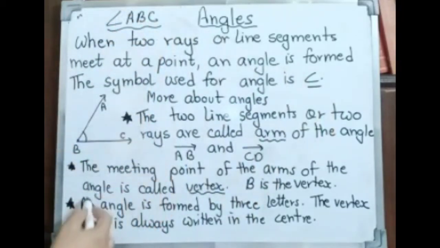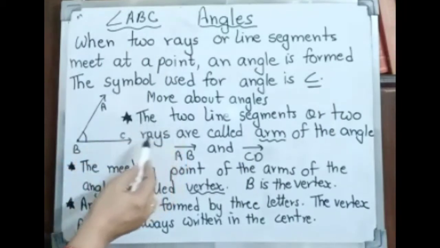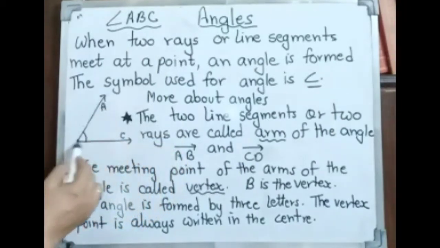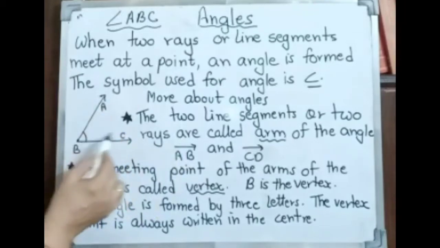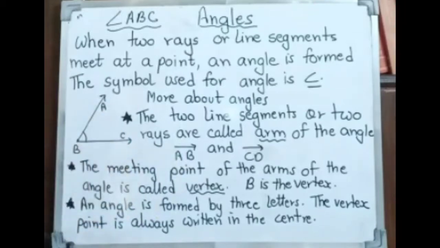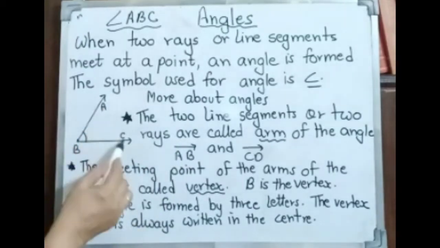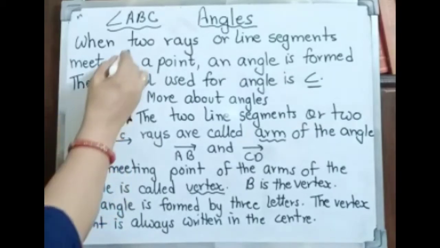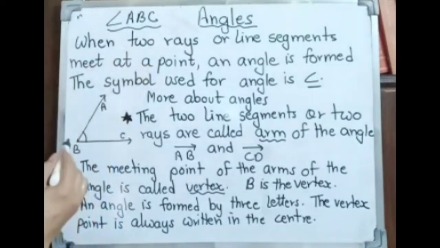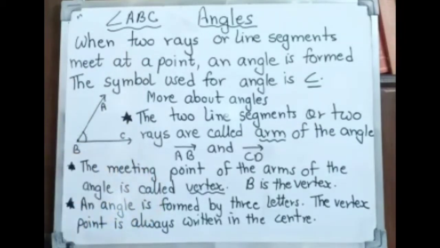Now, very important 3 points of angle. Number 1, the two line segments or two rays are called arms of the angle. BA and BC, these two are arms of the angle. If we write AB, it will be wrong, as both sides have an arrowhead, which means we extend it endlessly. So always use BA, BC. These two are the arms of the angle.